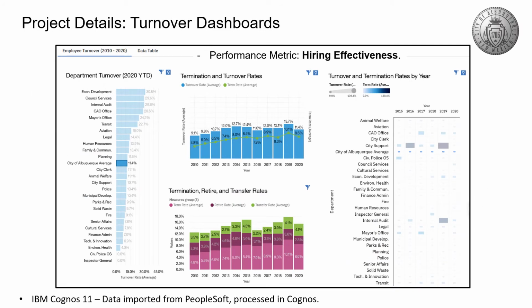In addition to time to hire dashboards, managers will also have access to a turnover dashboard, presenting employee turnover statistics from 2010 through the current year for all city departments. Statistical data will show employee termination, retire, and transfer rates for the city departments in the current year, as well as historical City of Albuquerque turnover rates.